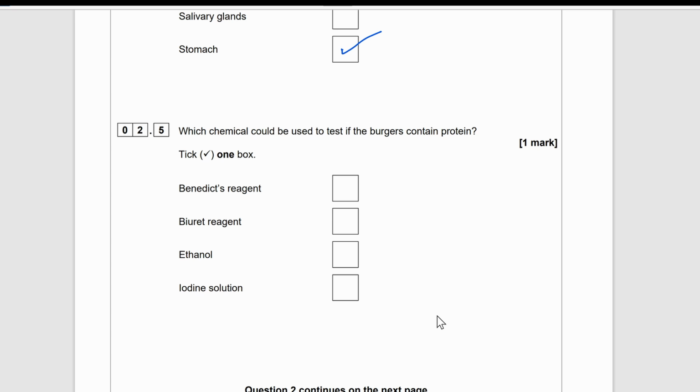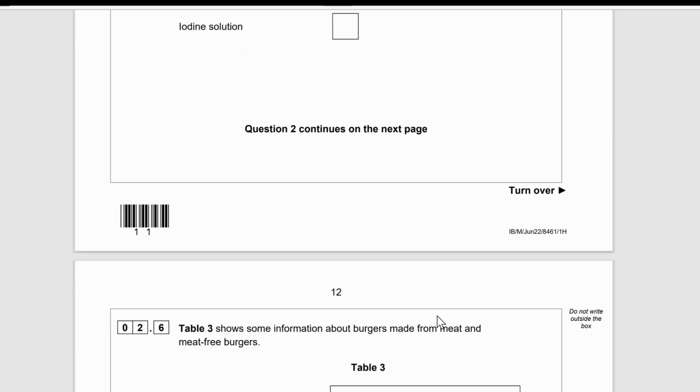2.5. Which chemical can be used to test if the burgers contain protein? Right, so we have our different types of solution to test for foods. Benedict's reagent is supposed to be testing for sugars, so this cannot be Benedict's. Biuret solution is to test for proteins. How can we remember that? Beep beep. Biuret testing for protein. The color changes from blue to purple.